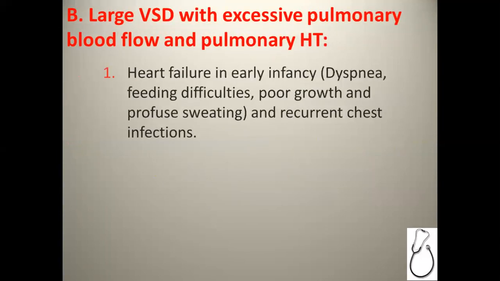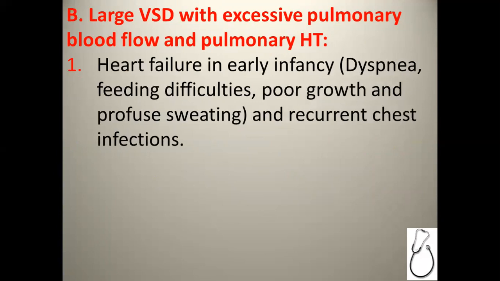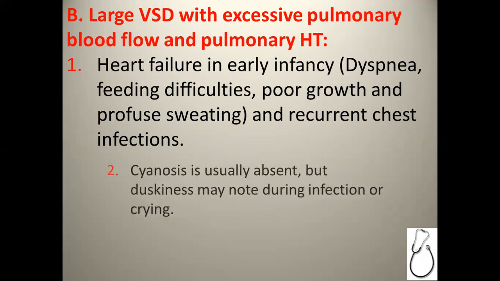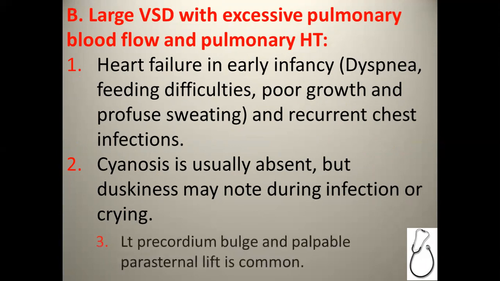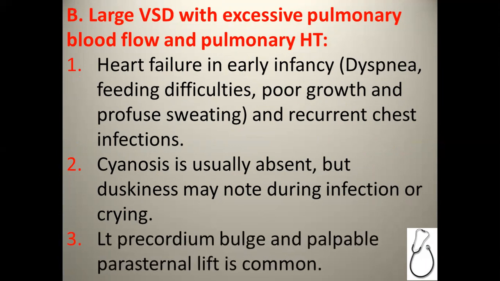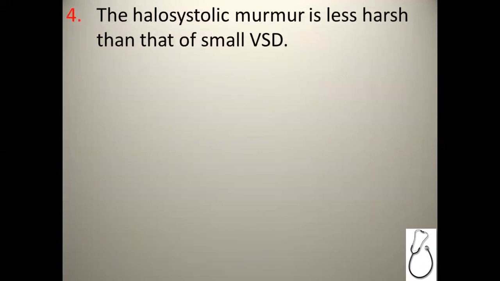And if the defect is large, with excessive pulmonary blood flow and pulmonary hypertension, heart failure in early infancy, dyspnea, feeding difficulties, poor growth, profuse sweating, and recurrent chest infections will occur. Cyanosis is usually absent, but duskiness may occur during infection or crying, and left precordial bulge and palpable parasternal lift are common. The hollow systolic murmur is less harsh than that of small VSD.